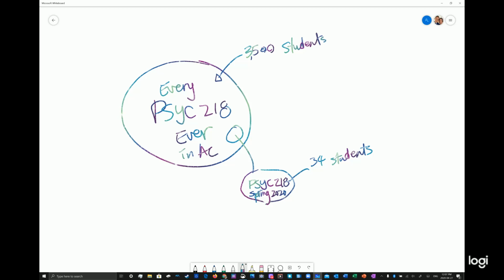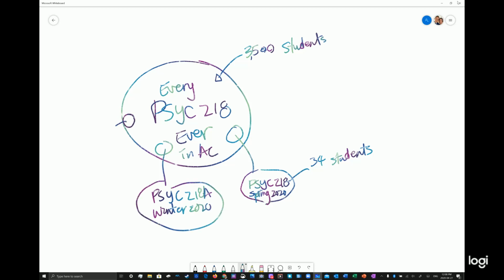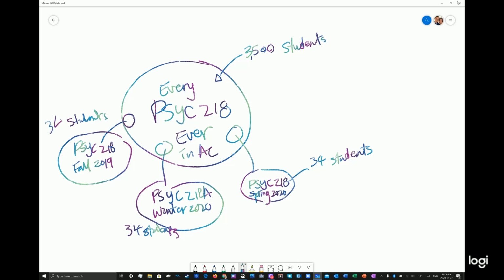So as your instructor, I actually have this data right now, and I have taught other classes of this size. So another sample would be PSYC 218, and it had the letter A in it, and that was last term, winter 2020. And I had another sample, PSYC 218, and that was fall 2020. Those are just a few. And each one of these had 34 students. So the number itself is consistent, but they're much smaller, and there are other instructors that taught the same class.